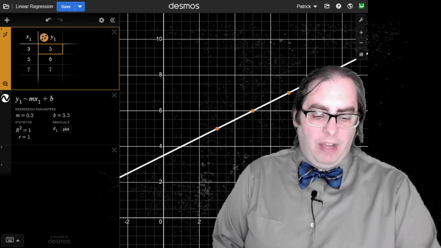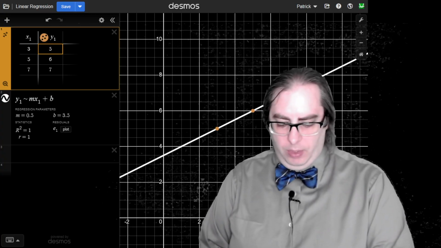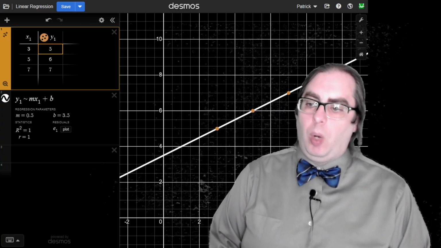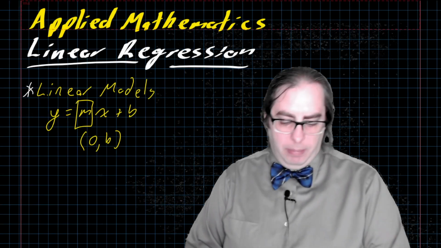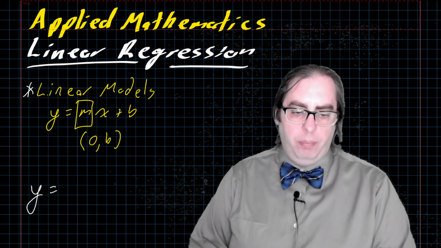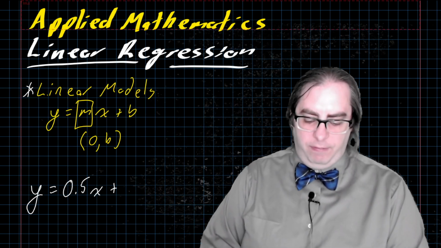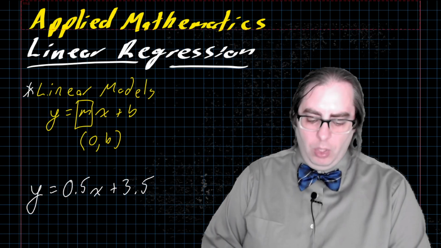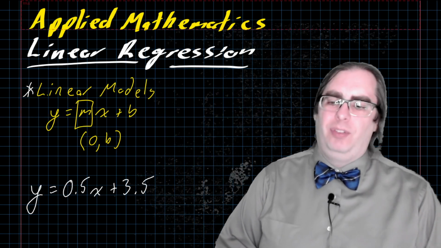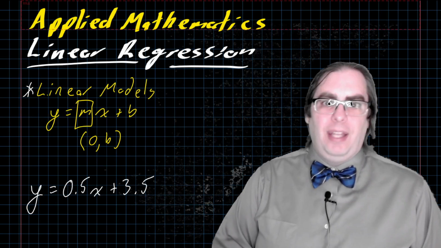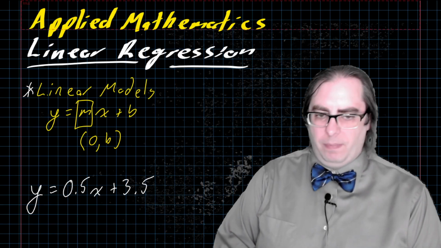So, if I want to use this model, I will write down exactly what that's giving me. I know that the equation is generally y equals mx plus b, and if I jump over here, I can write my y equals my m value was 0.5 times x plus my b value, which was 3.5. And that's the equation of the line that Desmos has drawn for us. That's it. That's all it takes. The computer does all the work for you.